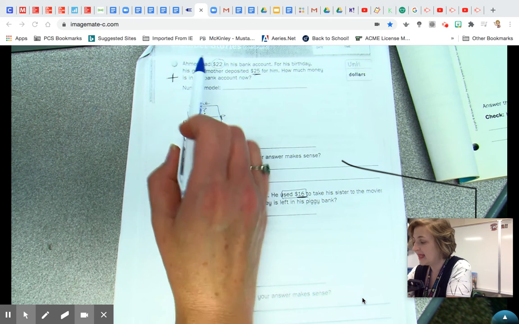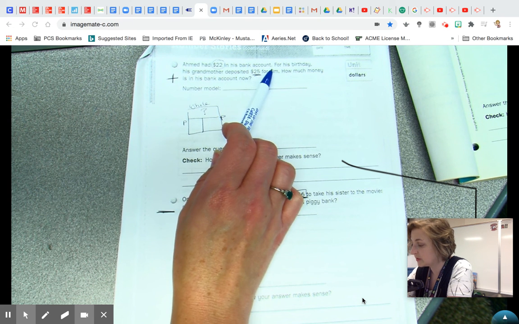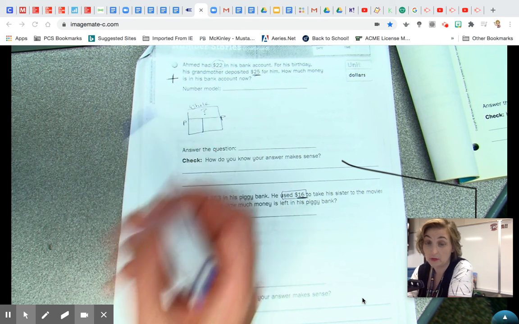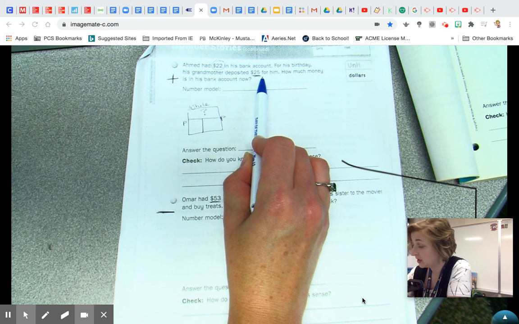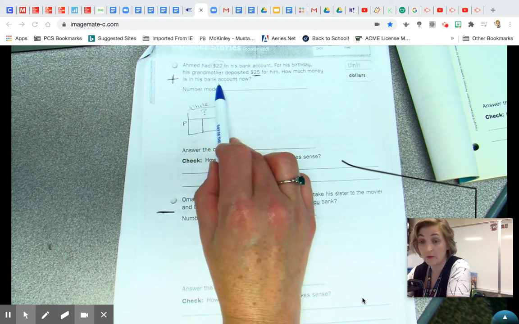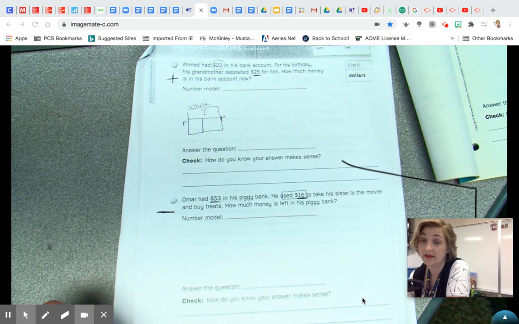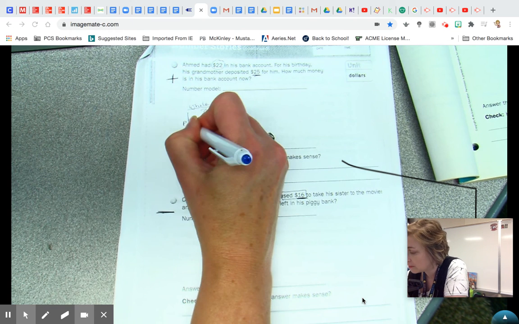So Ahmed had $22 in his bank account. For his birthday, his grandmother deposited, that means gives him, $25. So she gave him money. How much money is in his bank account now? So we all decided that because he got money, we're going to have to add. He didn't lose any money. He gained money. So here's part.